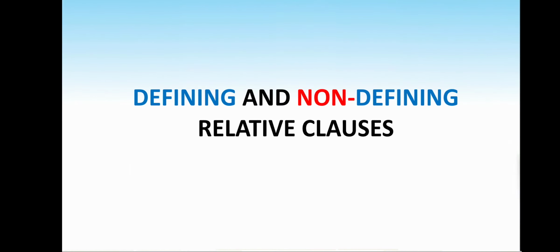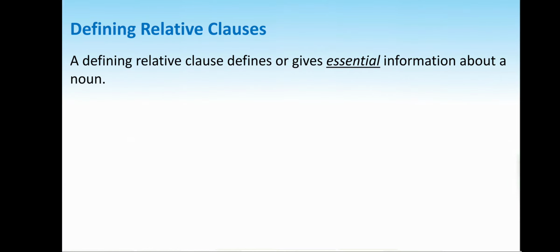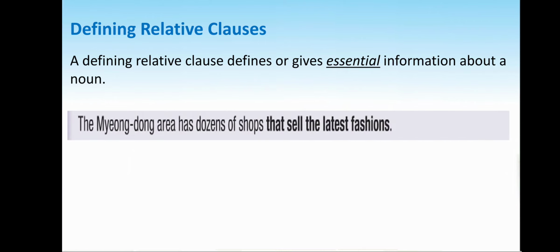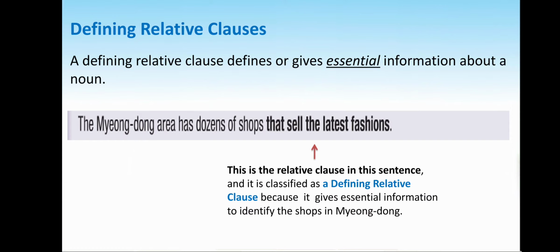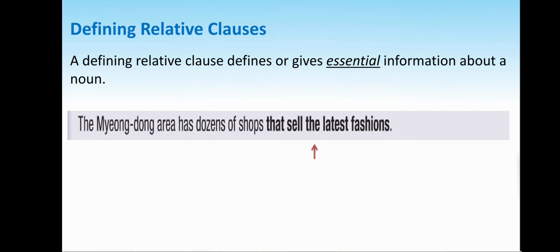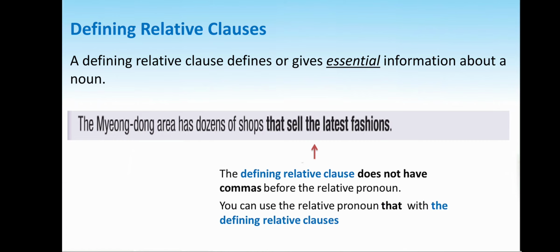Defining and non-defining relative clauses. Defining relative clauses. A defining relative clause defines or gives essential information about a noun. For example, the Myeongdong area has dozens of shops that sell the latest fashions. That sell the latest fashions is the relative clause in this sentence, and it is classified as a defining relative clause because it gives essential information to identify the shops in Myeongdong. The defining relative clause does not have commas before the relative pronoun. You can use the relative pronoun that with the defining relative clauses.